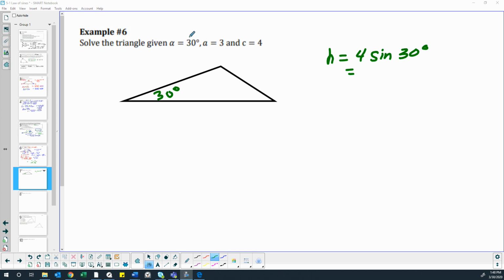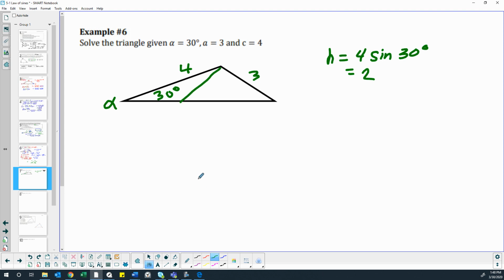Example 6. Same numbers except now A is 3. So we've got side C is 4, side A is 3. Here's alpha. So again, the height would be 2, and 3 is bigger than the height. So it's not going to reach straight down, because it would have to be 2 to reach straight down. So since it doesn't reach straight down, we have to go to the side. But here's where this becomes ambiguous, because it can either go to the side there, or it can go there.